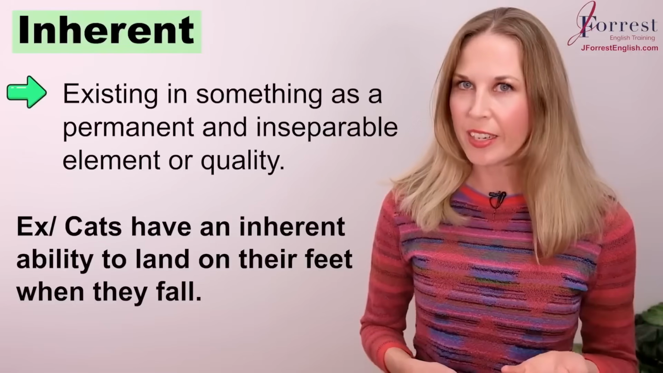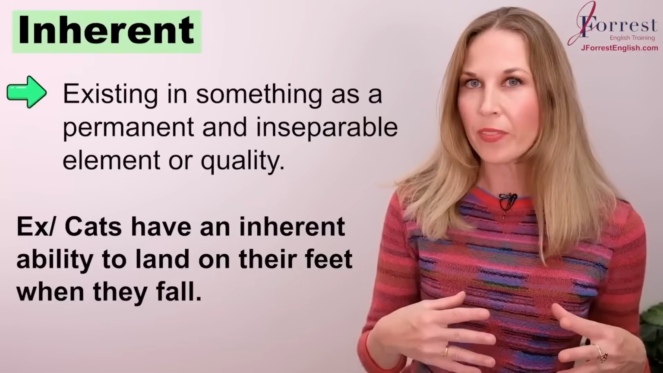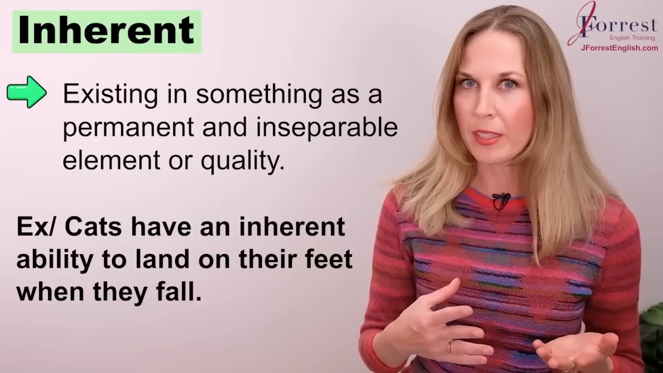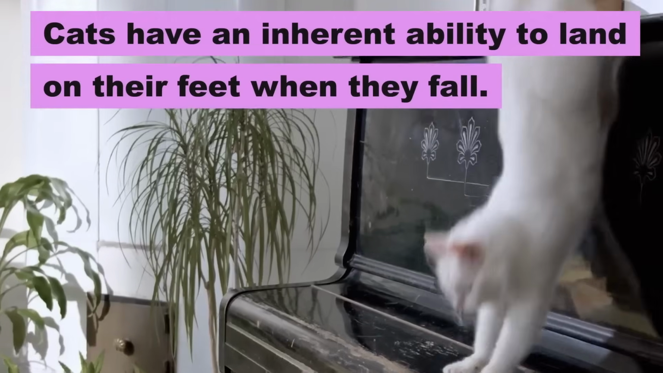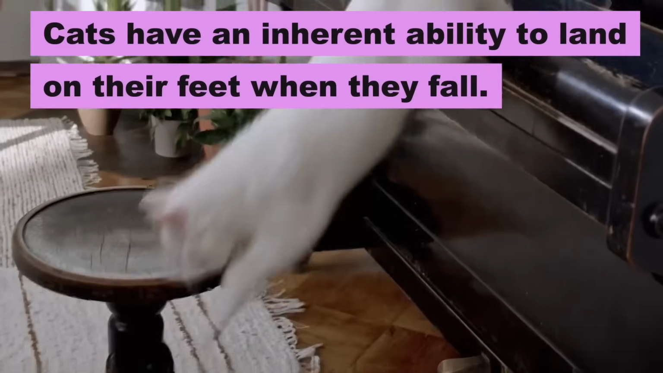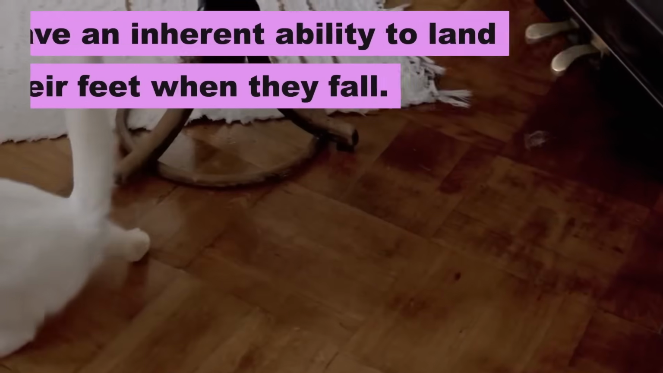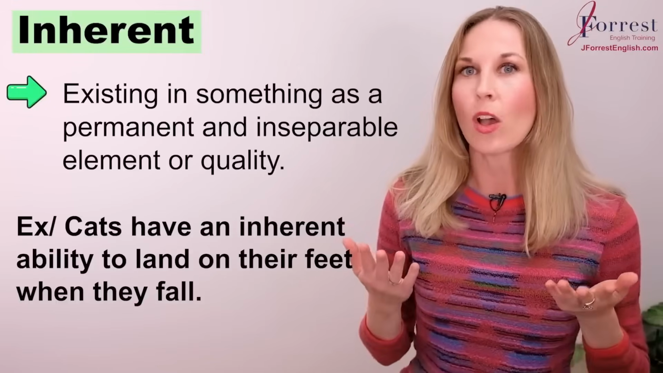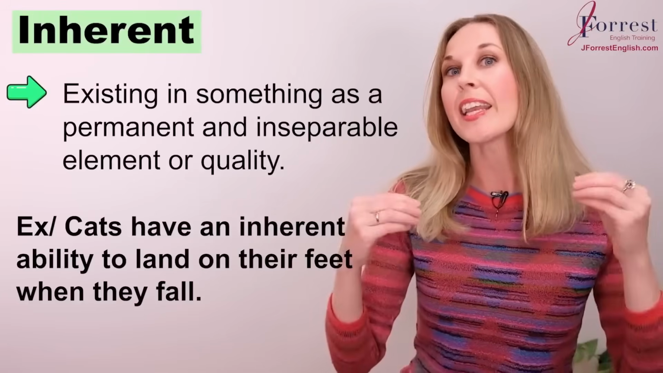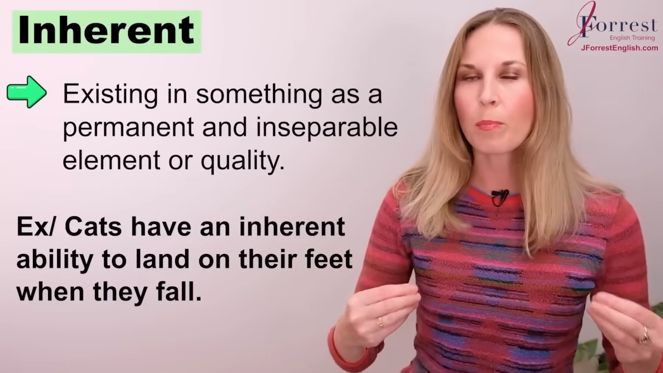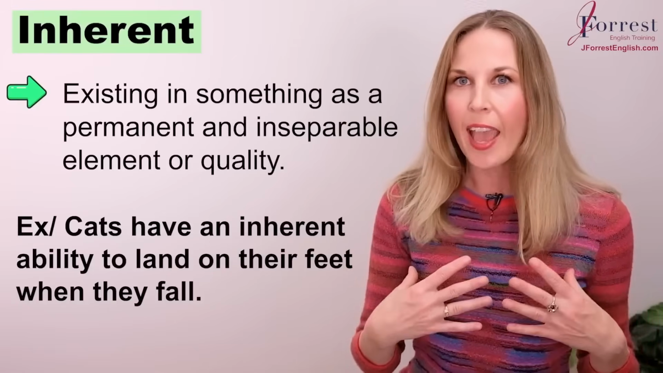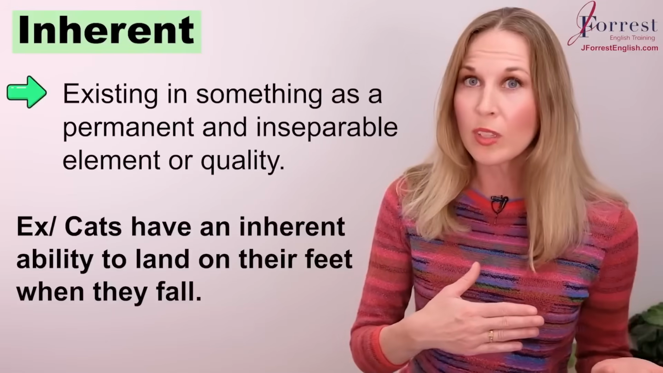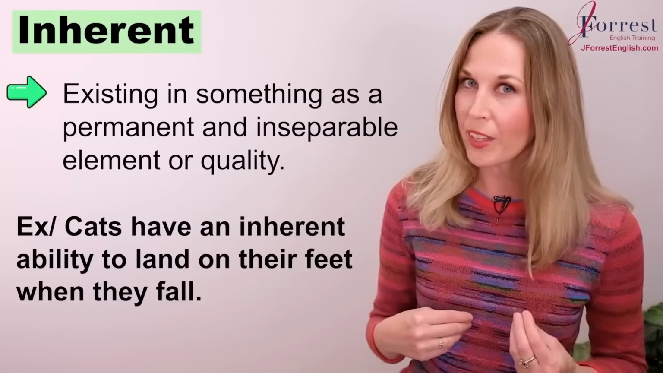Inherent. This means existing in something as a permanent or inseparable quality or element. For example, cats have an inherent ability to land on their feet when they fall. Have you heard that before? That when a cat falls, it always lands on its feet. Well, this is an inherent quality. It's permanent within the cat. It's not separable from the cat. The cat didn't learn how to do this. It's just an inherent quality.